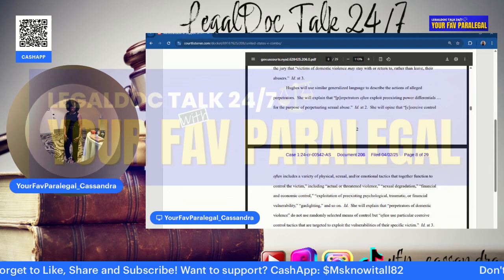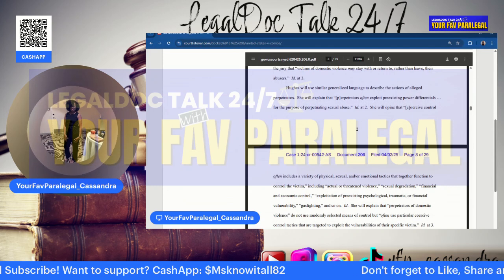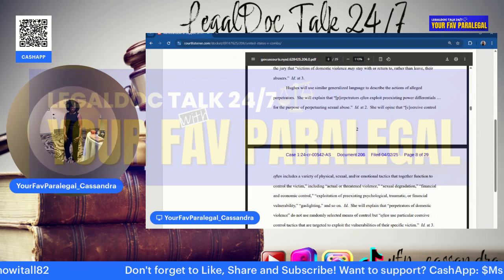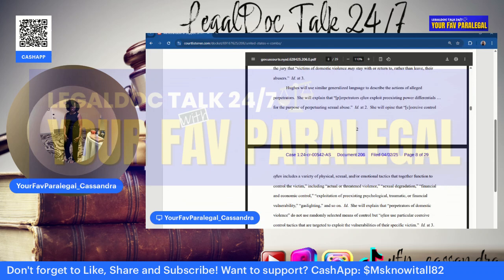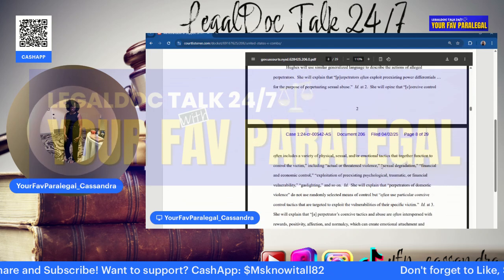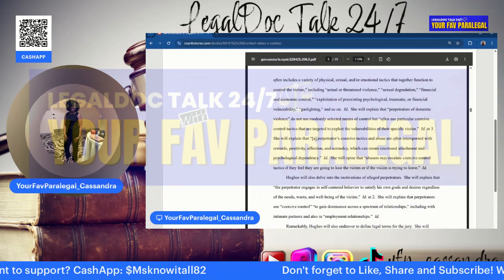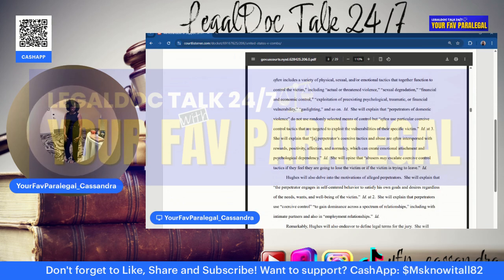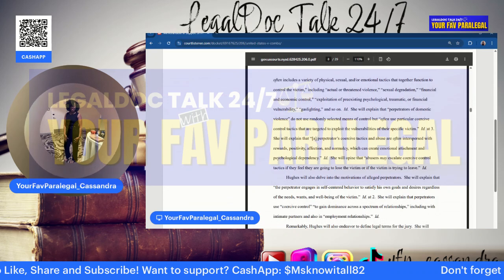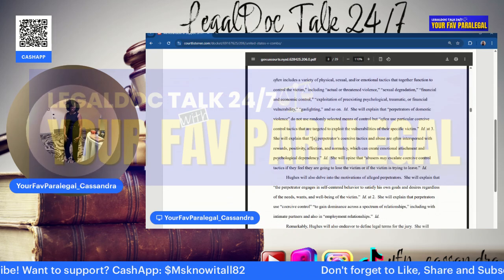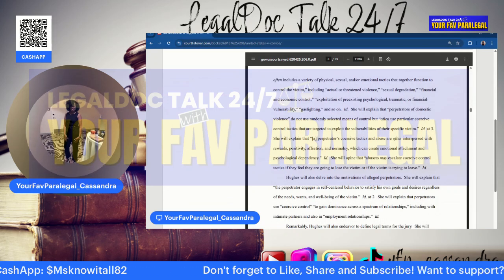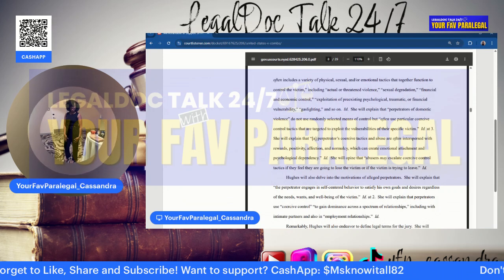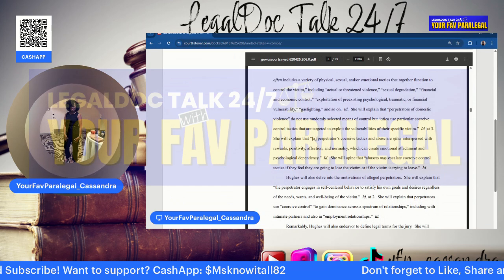She will explain that perpetrators often exploit pre-existing power differentials for the purpose of perpetrating sexual abuse. She will opine that coercive control often includes a variety of physical, sexual, and or emotional tactics that together function to control the victim, including actual or threatened violence, sexual degradation, financial and economic control, exploitation of pre-existing psychological, traumatic, or financial vulnerability, gaslighting, and so on.